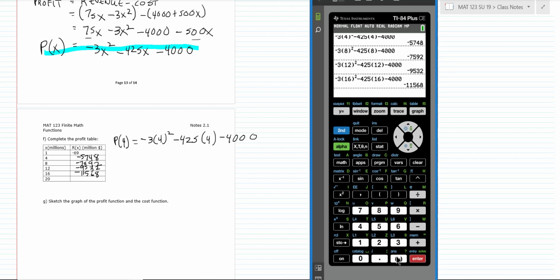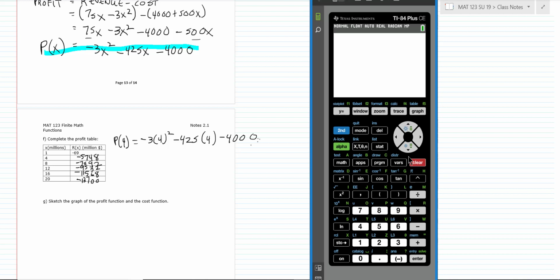And the 20. Okay, so it just keeps getting negative. So it just seems like you're losing more and more money on this situation then. Okay, all right. So what'll happen on this, we're going to go ahead and put this in. We're going to sketch the graph of the profit and cost function.